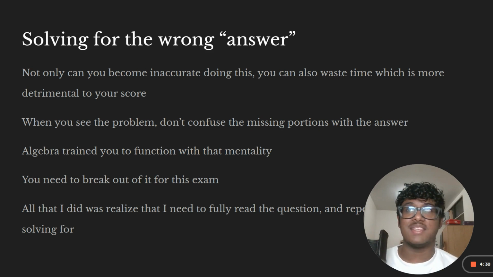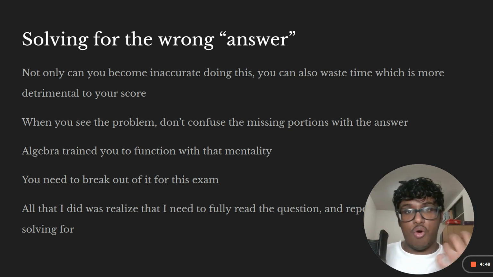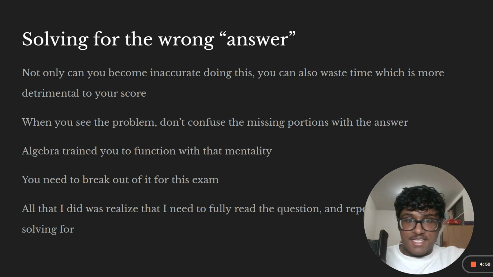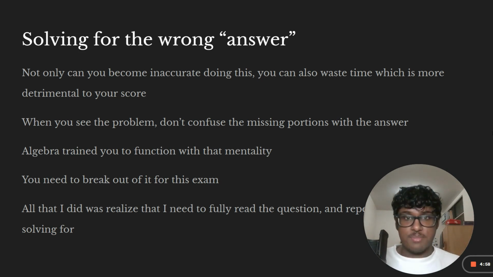You waste time, and this is more detrimental to your score because you're depriving yourself of time for other questions that, if you might have had just a little more time to solve, you could have been much better at, right? And what you're going to do is, again, understand that you've been trained with this mentality to solve for whatever is missing, but the SAT exploits that by not having the answer be explicitly what is missing, but a different version of that, right? So instead of what is missing, it'll be what is missing times 4. And obviously the what is missing is the variable or whatever that you're trying to solve for. And the SAT loves to exploit that fact.